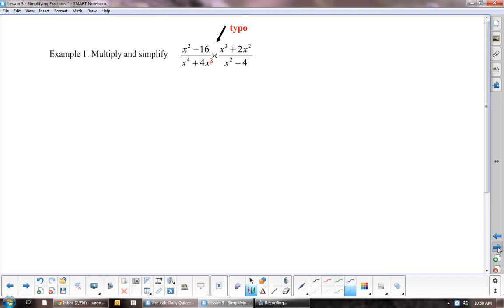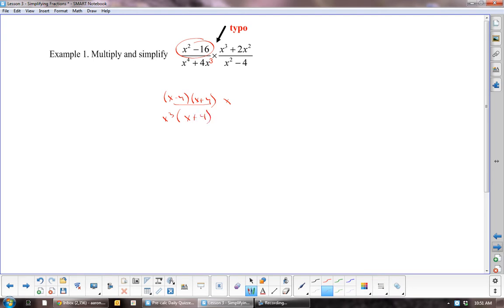Now, let's just do this one together. So it's a lot of work before you even get to multiplying. Let's factor. What can we factor the top here? X minus 4, x plus 4. Okay. Now, x to the fourth plus 4x to the 3, what could we factor out there? X cubed, leaving you with x plus 4.